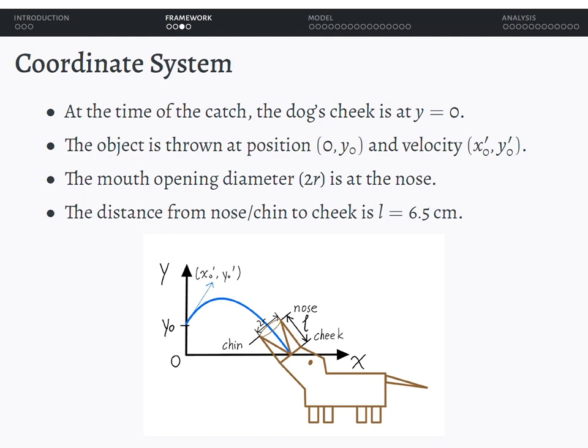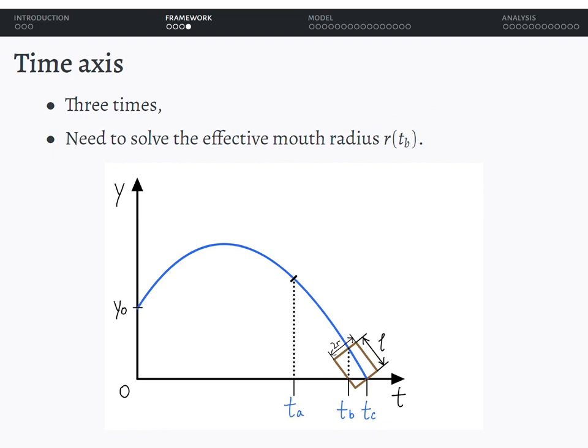Finally, let the mouth radius be half the distance from the nose to the chin. We estimated that the nose is 6.5 centimeters above the cheek. Let the time be 0 when the object is first thrown. As shown in the diagram, there are three critical times for the catch: when the dog starts opening the mouth, defined as TA; when the object reaches the mouth opening, defined as TB; and when the object reaches the cheek, TC. We want to find the effective mouth radius at time TB when the object passes through the mouth opening.